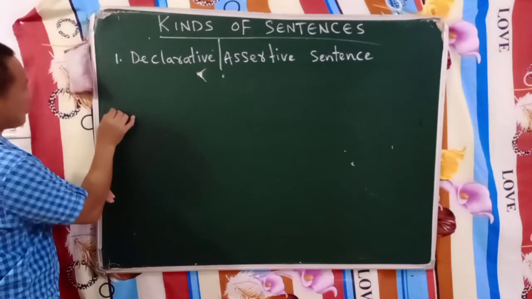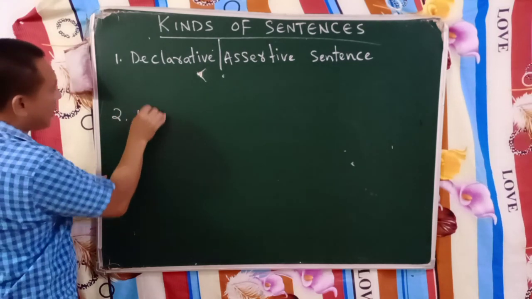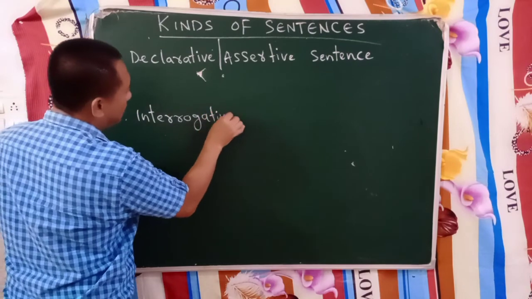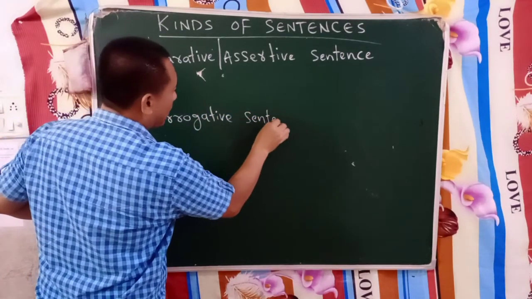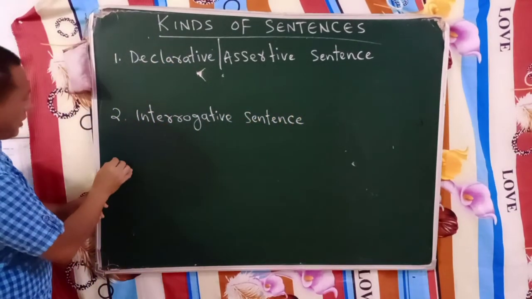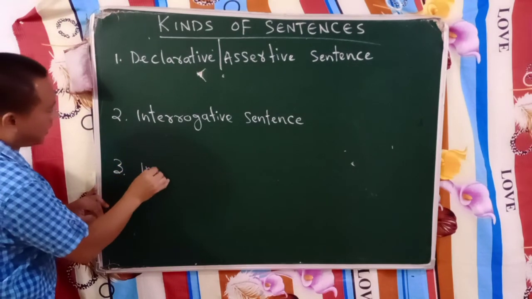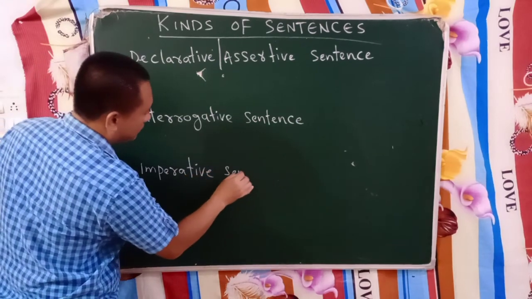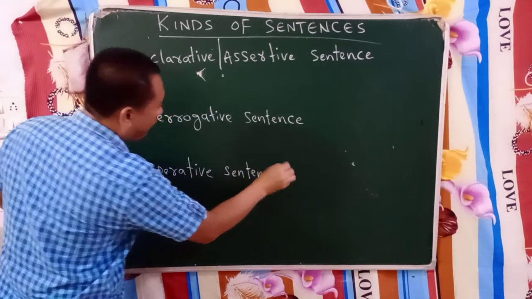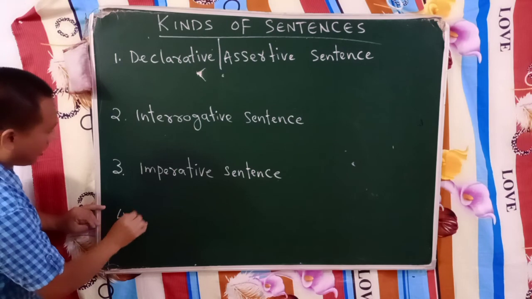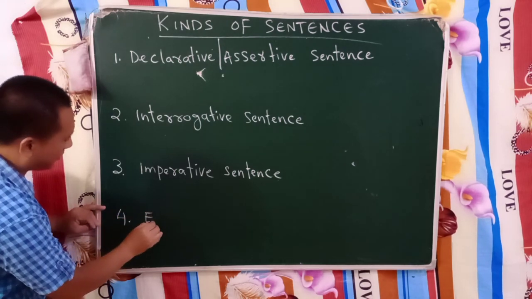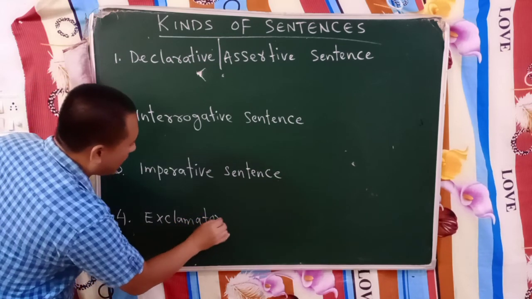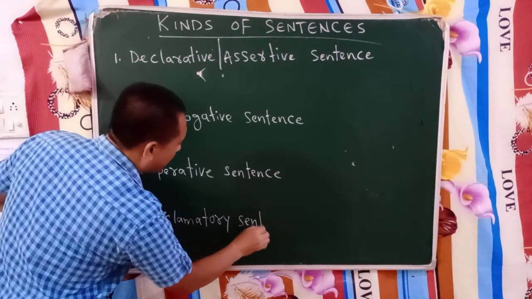And number 2 is interrogative sentence. The third one is imperative sentence. And the fourth and last one is exclamatory sentence.